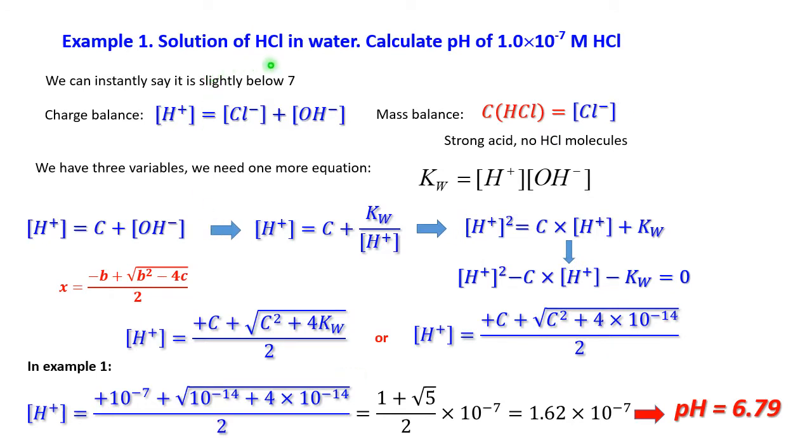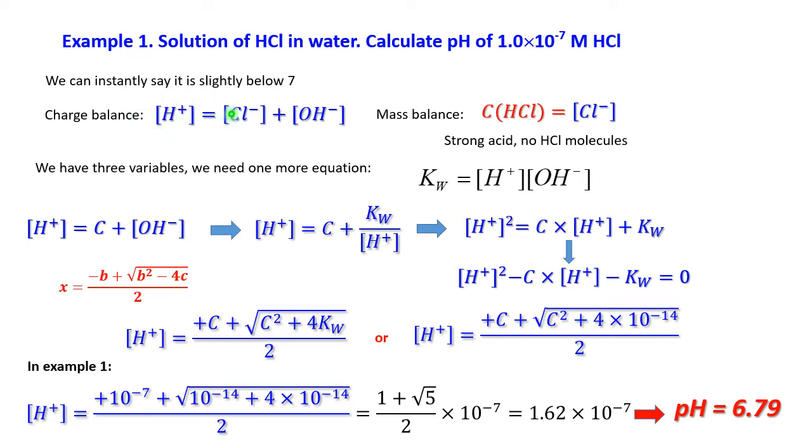First, a solution of HCl in water. Calculate the pH of 10 to the negative 7 molar HCl. You see that the concentration is very small, so we cannot just reject OH-. We can instantly say it's slightly below 7. That's good enough.